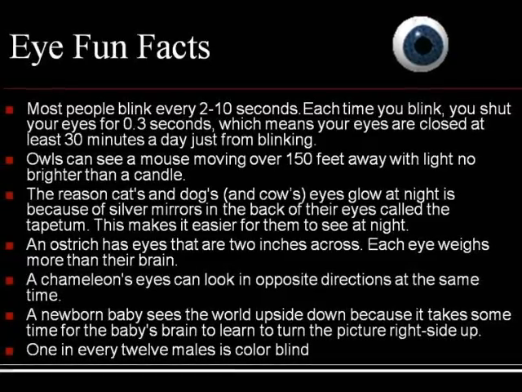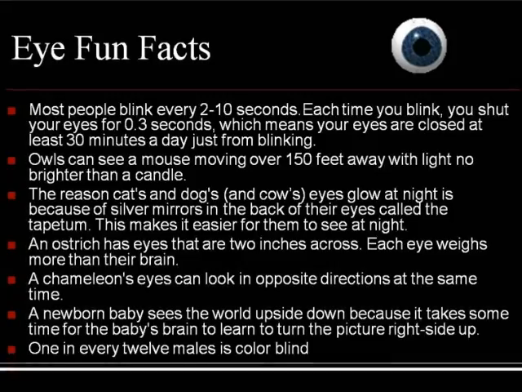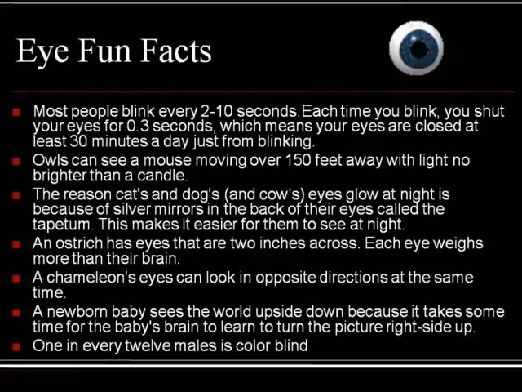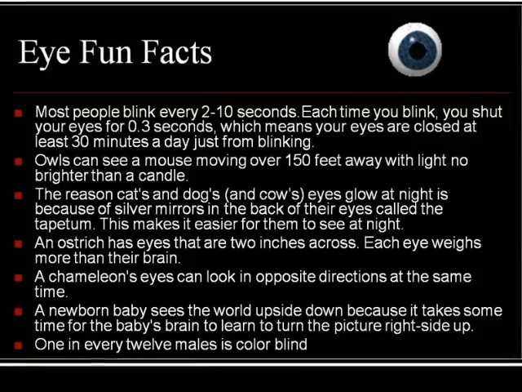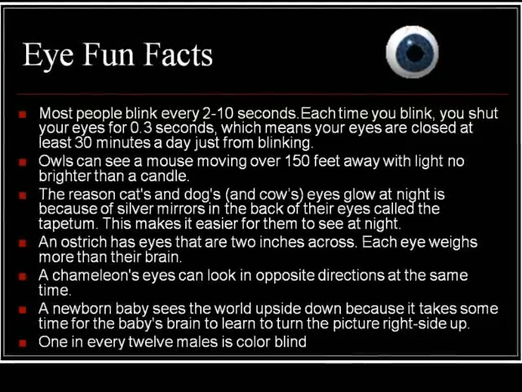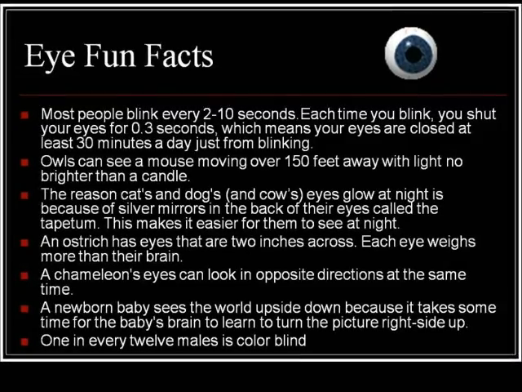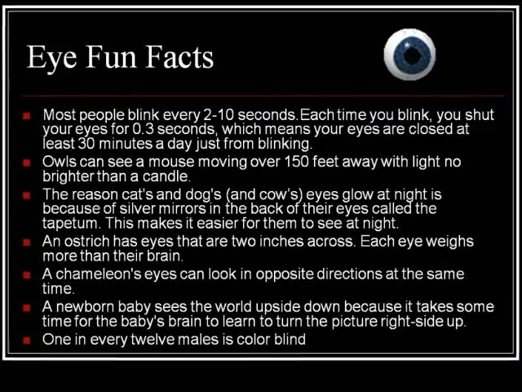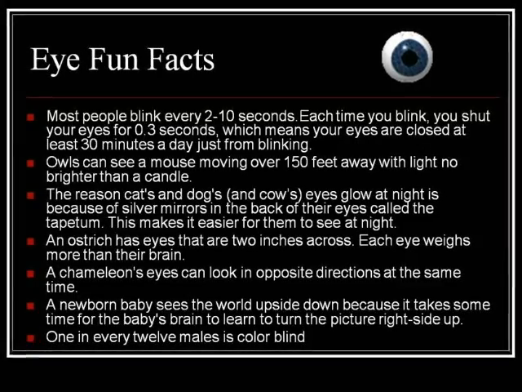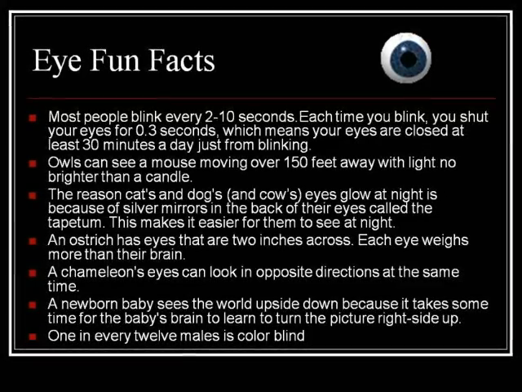An ostrich has eyes that are 2 inches across. Each eye weighs more than their brain. A chameleon's eyes can look in opposite directions at the same time. Can you? A newborn baby sees the world upside down because it takes some time for the baby's brain to learn to turn the picture right side up. 1 in every 12 males is colorblind.